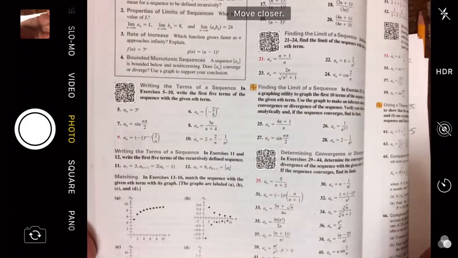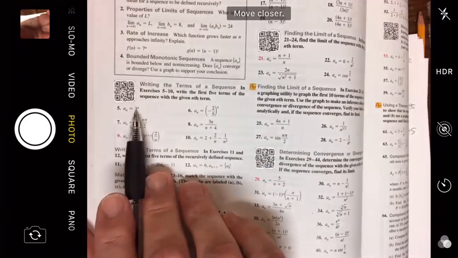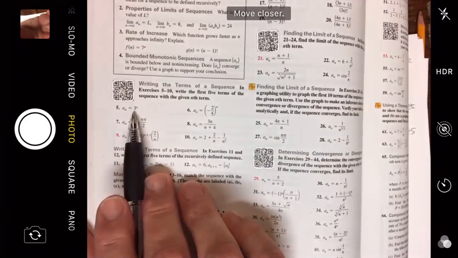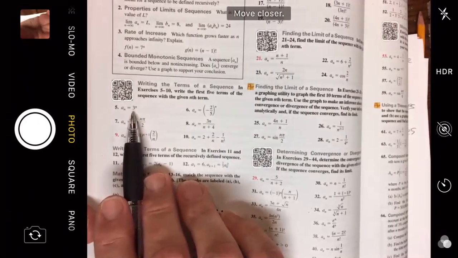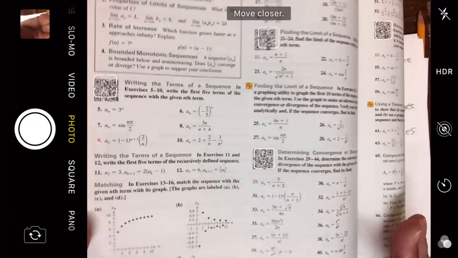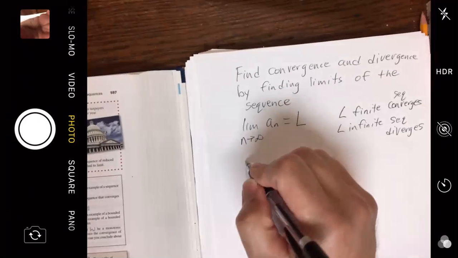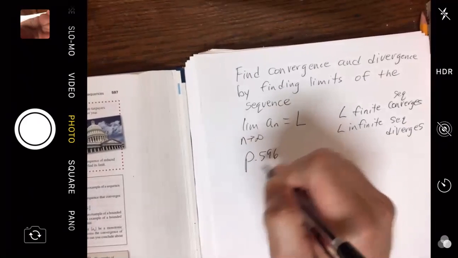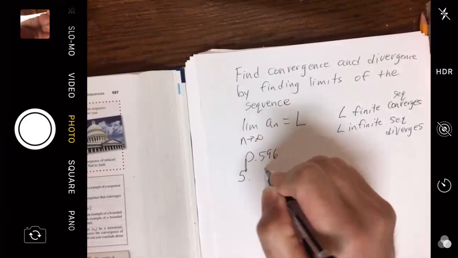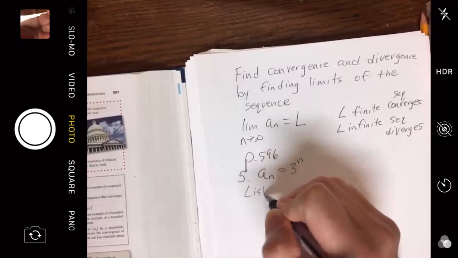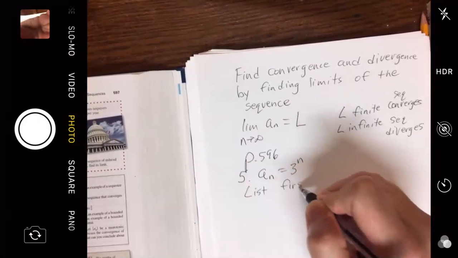Wait, so like, let's say number 5, is that 3 raised to the n? That is right, correct. So would it just be 3, 9, whatever, 3 raised to, yeah, would it just be like that? Exactly. Is that what it's asking? That's all it's asking for. This is almost so easy, it's hard. Yeah, so page 596, number 5, just to write that out. Your a_n is 3 to the n, and they say list the first 5 terms.